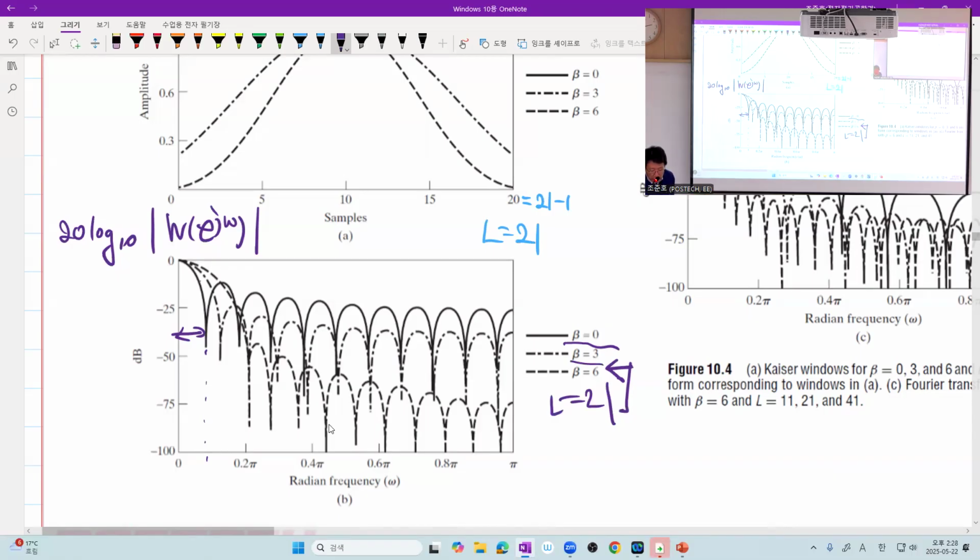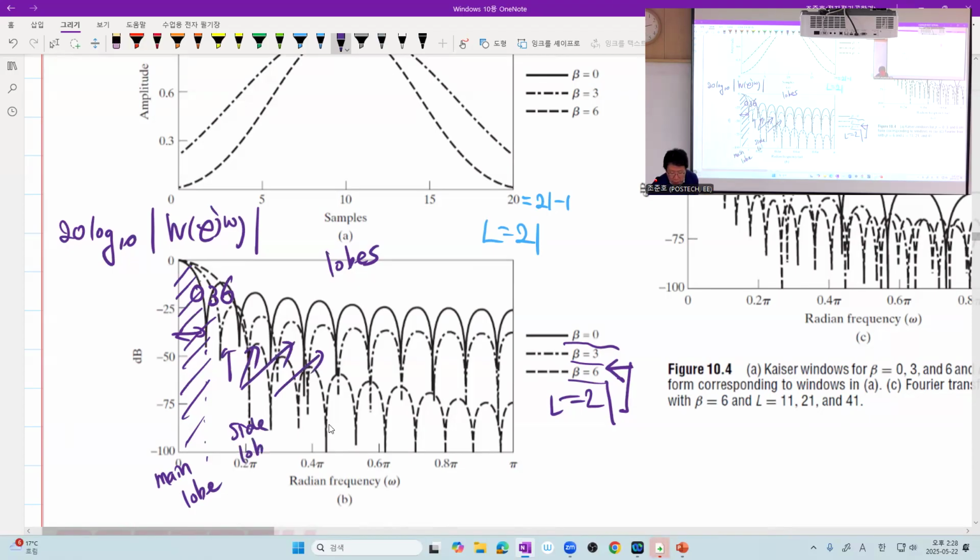And by increasing the value of beta, and you remember we suppress the edge parts more and more, you have what? You have larger and larger so-called main lobe. By the way, these are called lobes. And the first part is called main lobe. And the others are called side lobes.